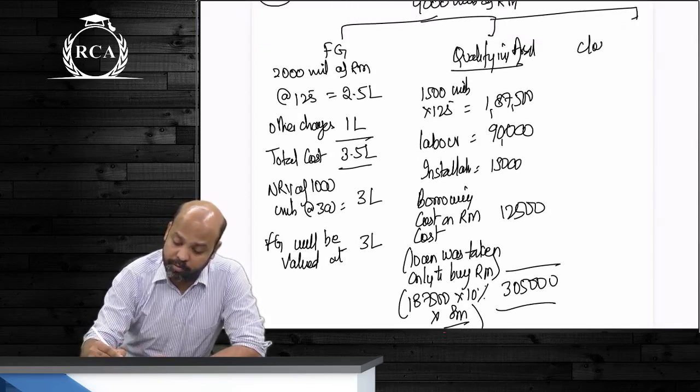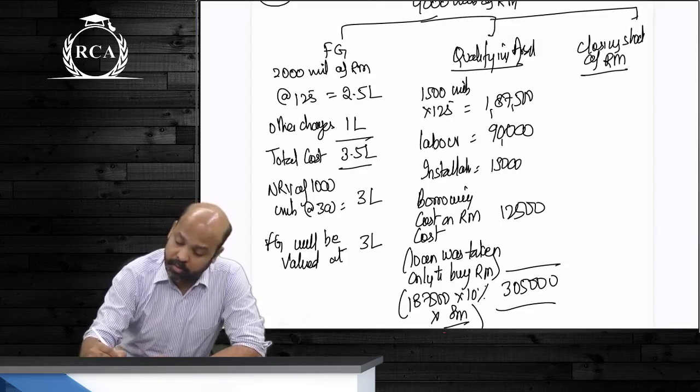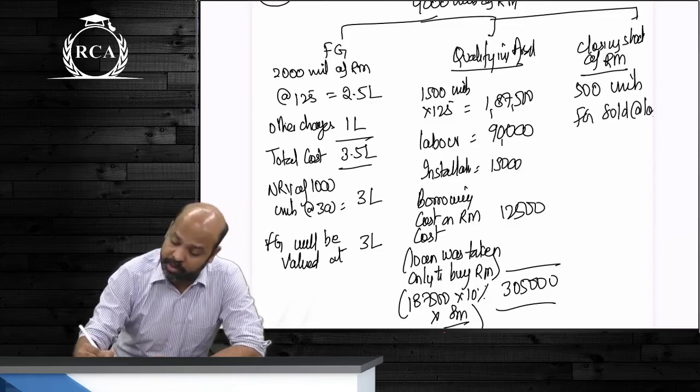कितना है बेटा क्लोजिंग स्टॉक ऑफ रॉ मटेरियल? हाँ, 500 units. Finished goods sold at loss. So will you value them at replacement cost, guys, or at cost?